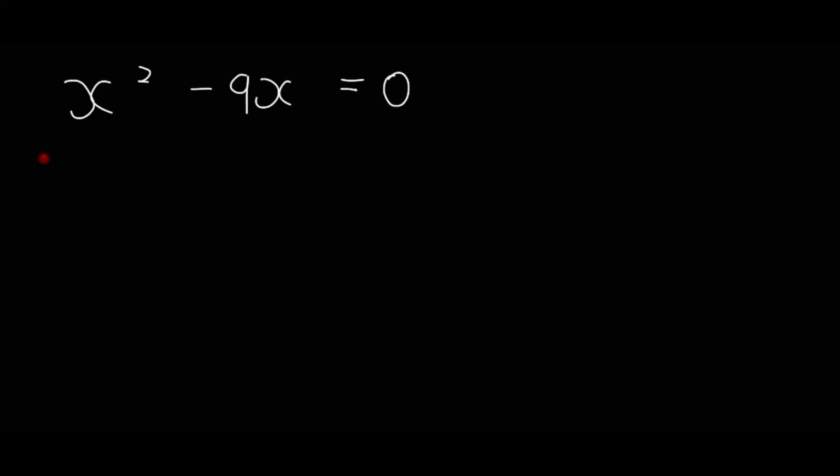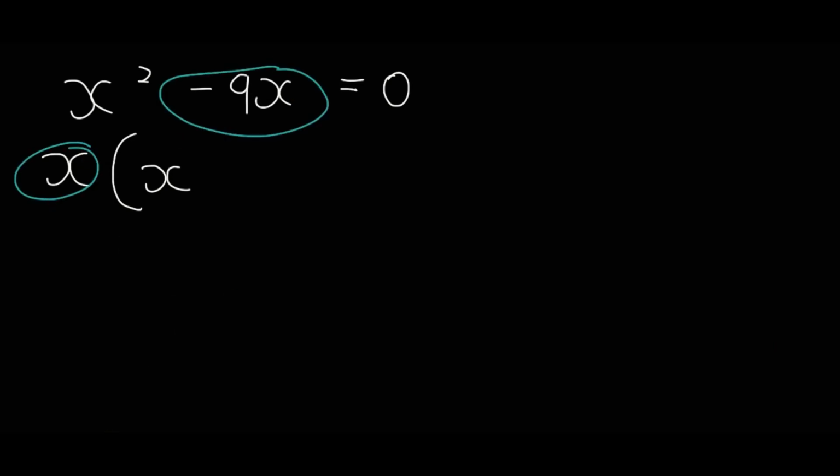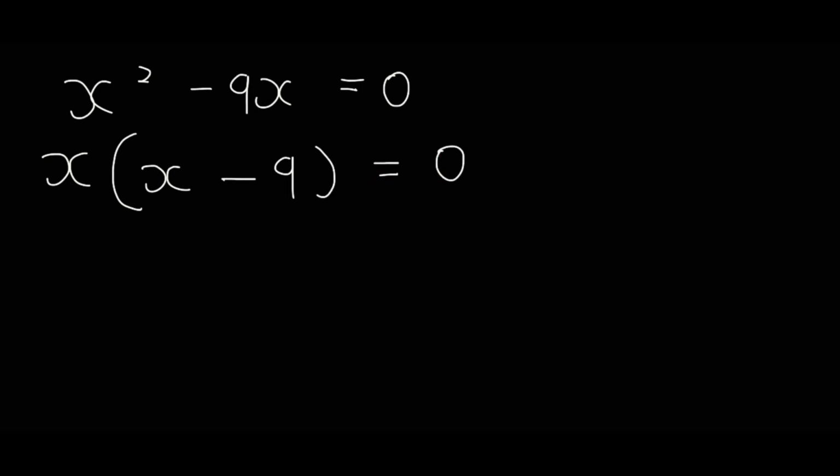factor. So we have x as a common factor, and then from there we divide each term by the common factor. We have x squared divided by x, and x squared divided by x is x, and then we do the same thing with minus 9x divided by x. So x and x cancel, and then from there we are left with minus 9, equal to 0, and then from there we set each factor equal to 0.